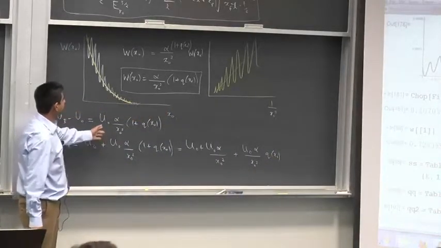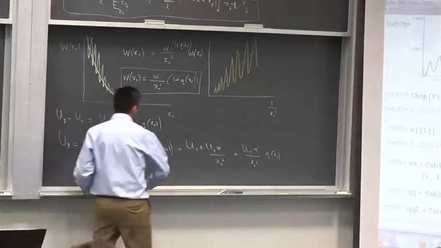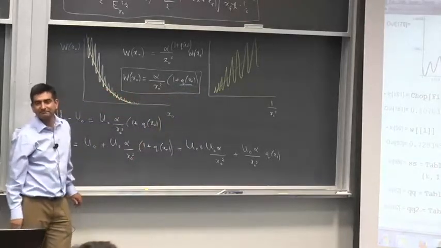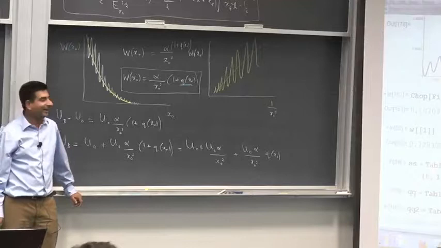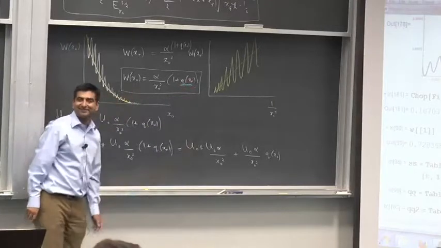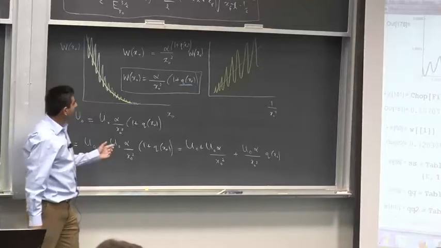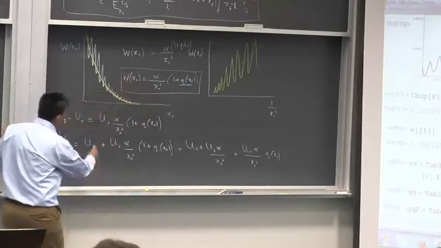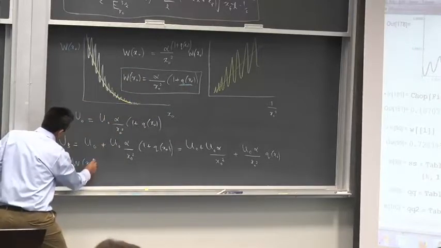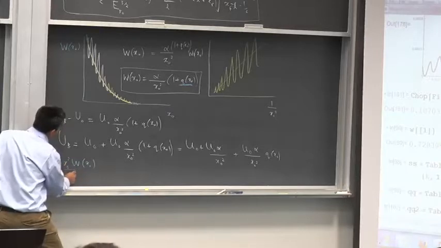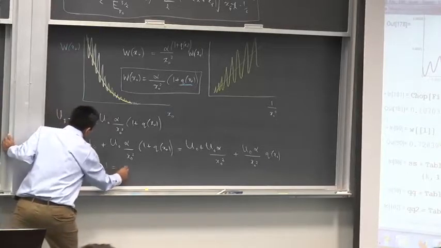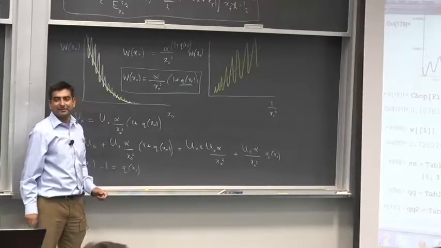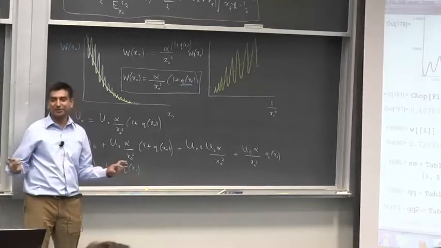Now by looking at this expression, I can also plot Q of x naught and see how it depends upon x naught. So what I could do is take W of x naught, multiply with x naught square over alpha, and subtract 1 from this. This is my Q of x naught. And then I can plot this. This will give me the raw oscillations, just the oscillations.